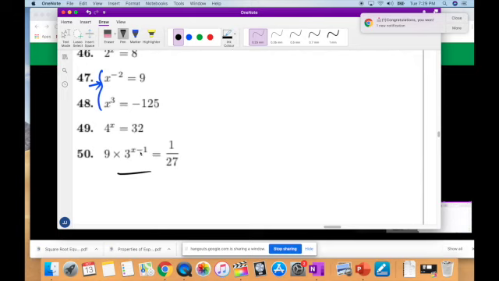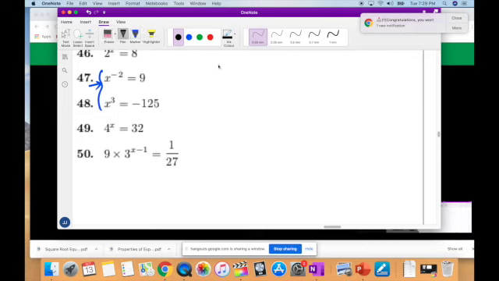9 times 3 to the power of x minus 1 is equal to 1 over 27. Well, you know what? Let me throw across the 9 now. So 3 to the power of x minus 1 is equal to 1 over 27. It's being multiplied by 9, so I have to divide by 9 over here. Maybe we didn't have to. No, we didn't have to throw across the 9.